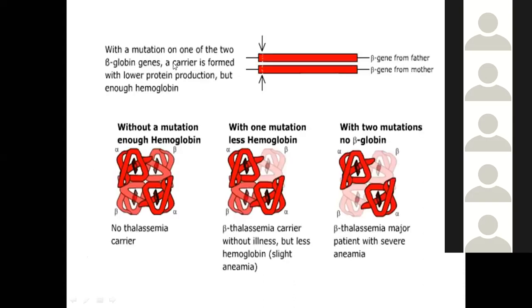Okay. अब देखो beta genes from father and beta genes from the mother. With a mutation of one of the 2 beta genes, a carrier is formed. अगर एक father की तरफ से missing है या mother की तरफ से, then the child is a carrier, minor, but enough hemoglobin. Hemoglobin enough होता है. Now without a mutation there is enough hemoglobin. ये thalassemia का carrier नहीं है.